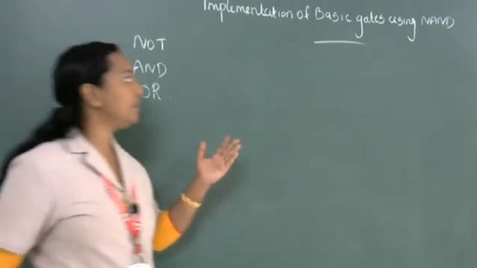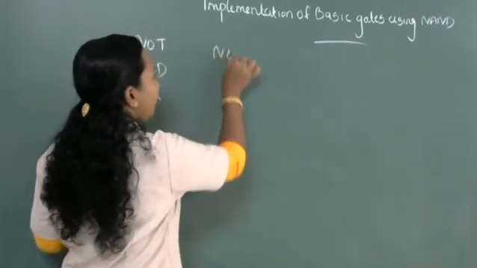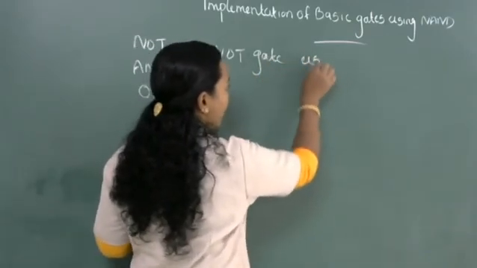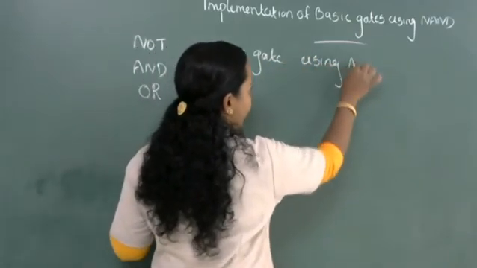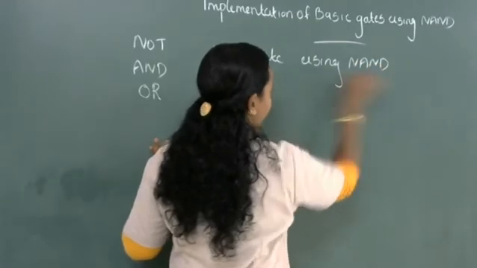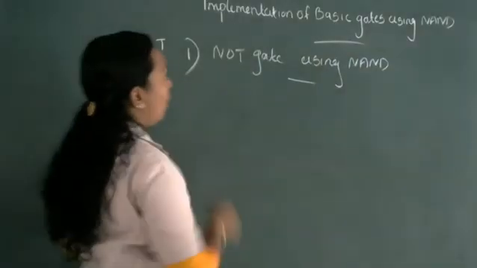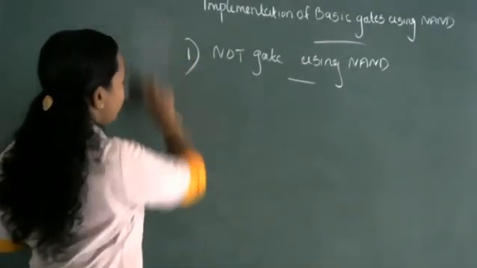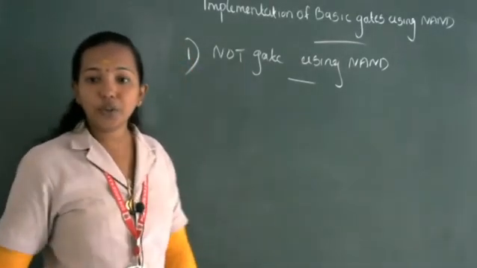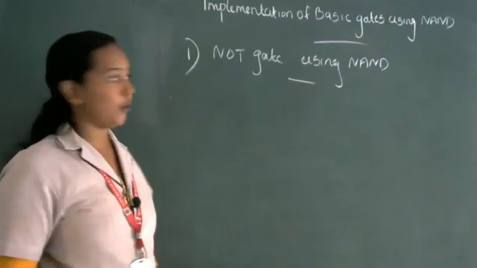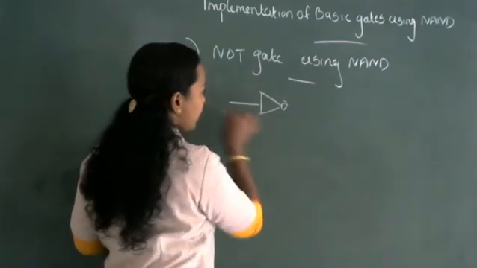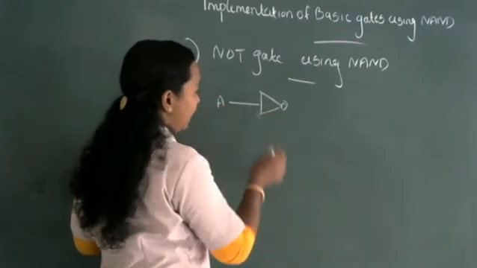So first, NOT gate using NAND. That's our first implementation. NOT gate using NAND gate. So you know the basic expression for the NAND gate. How do we draw the NAND gate? This is the circuit diagram for the NAND gate.